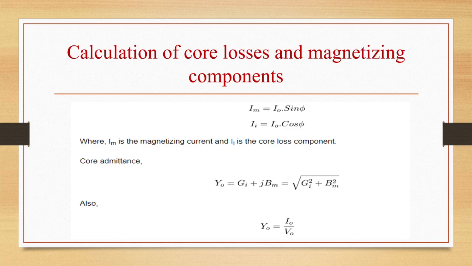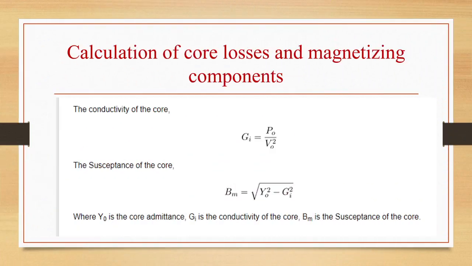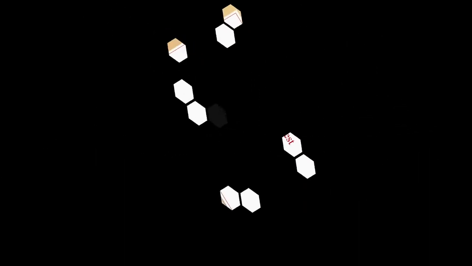Core admittance Y0 is equal to Gi plus jBm. Just like how we have the equation Z is equal to R plus jX, similarly we can write the equation for Y is equal to G plus jB. Also, Y0 is I0 by V0. So the conductance of the core Gi will be equal to P naught by V naught square. Susceptance Bm is equal to square root of Y naught square minus Gi square. Y naught is the core admittance, Gi is the conductance of core, Bm is the susceptance of the core.